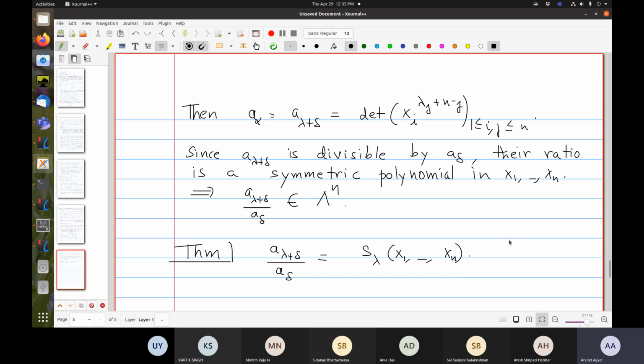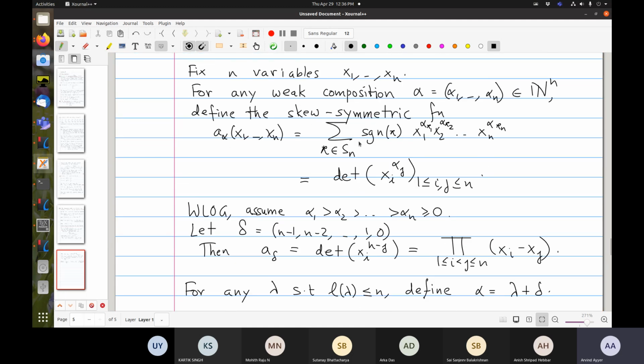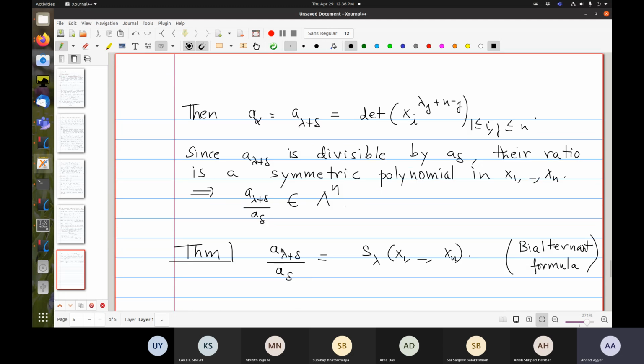So Cauchy called this the bialternant formula. I mean, at that time, I don't think the term determinant was popular. So such determinants were called alternants because of the sign flipping, because of the sign of the permutation. Here they were called alternants, and this is a ratio of two determinants. So the power of this formula is that the Schur function can be expressed as a ratio of determinants.